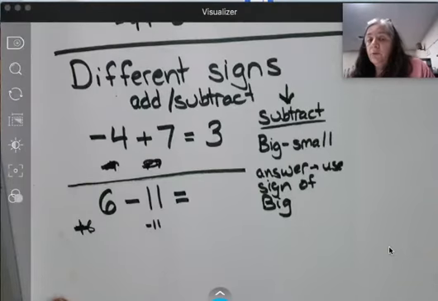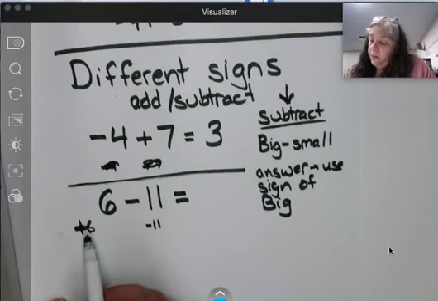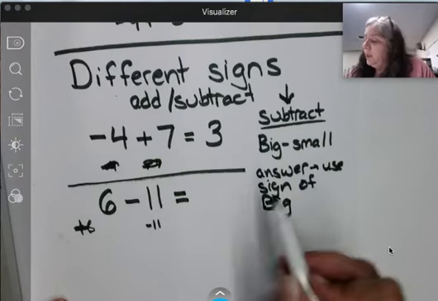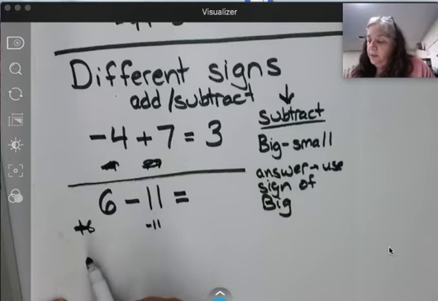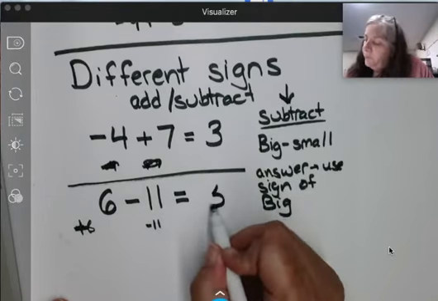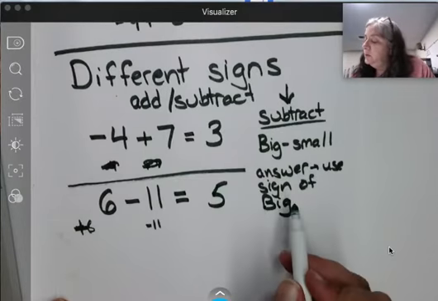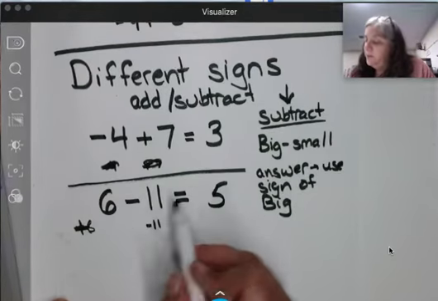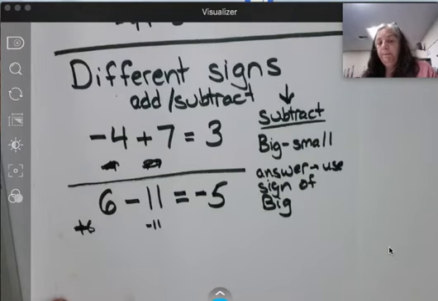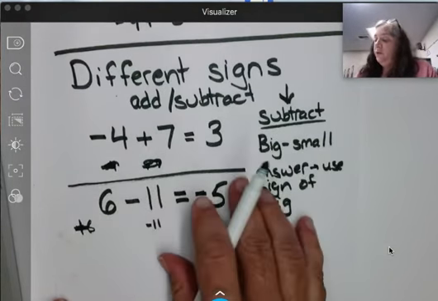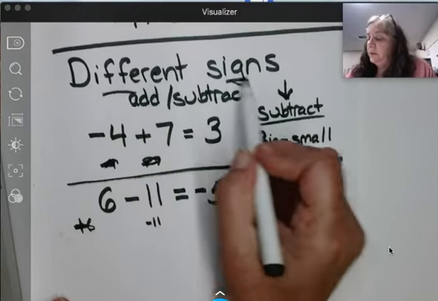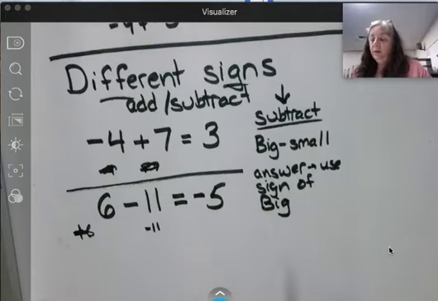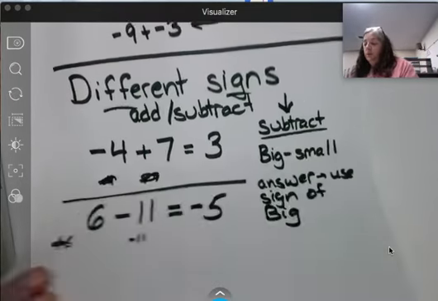This might be different than your middle school teacher taught you. That's okay. I kind of like this method though. So I have a positive 6 and a negative 11. I'm going to use the rule. Big number minus small number. 11 minus 6. That's 5. What am I going to put for the answer? I use the sign of the big number. 11 is bigger. I get negative 5. That's it. If you follow those rules every time you have different signs, then you're going to get the right answer every time. So let's try a couple.